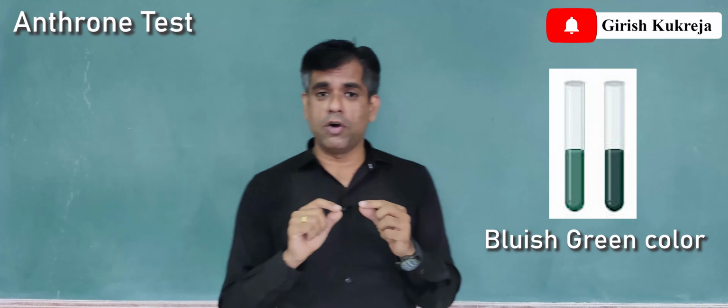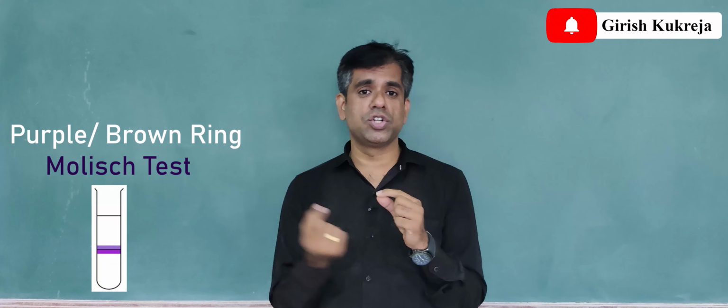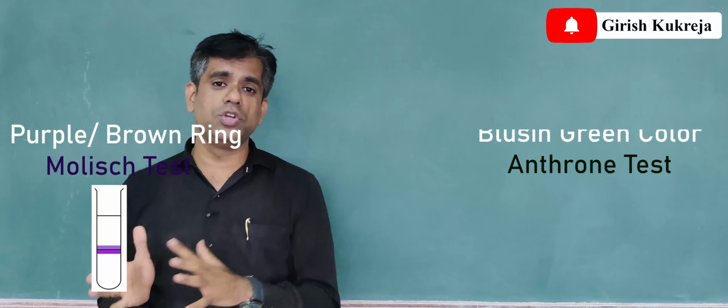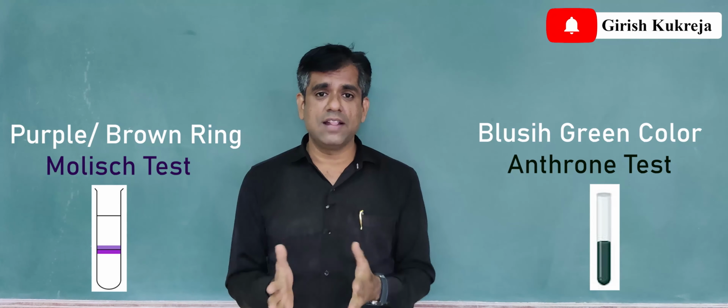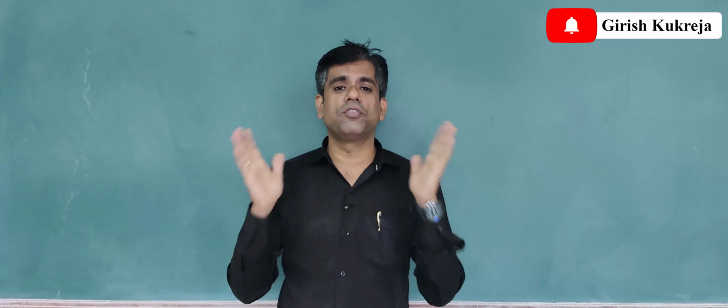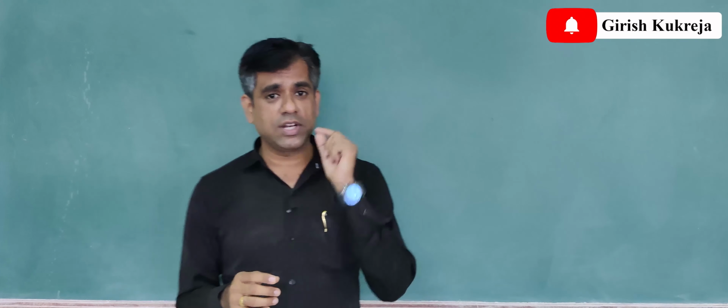So formation of a purple colored ring at the junction of the two layers in the case of the Molisch's test, and appearance of a bluish green color in the case of the anthrone test, will lead you to the conclusion that some sort of carbohydrate is present in your given sample.